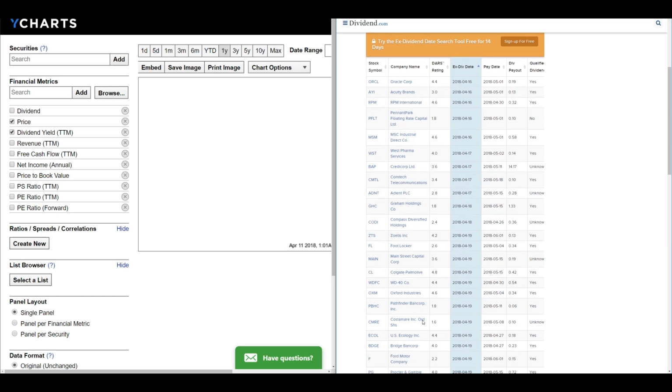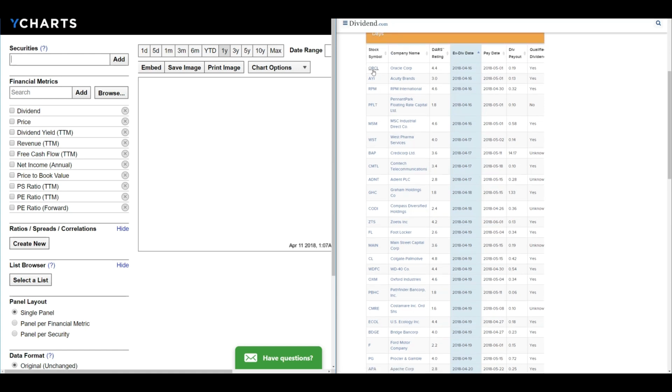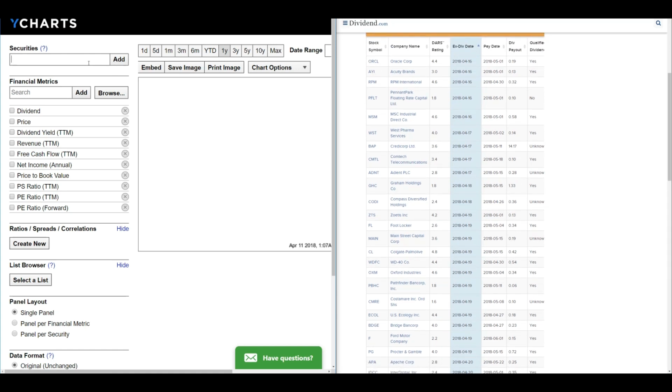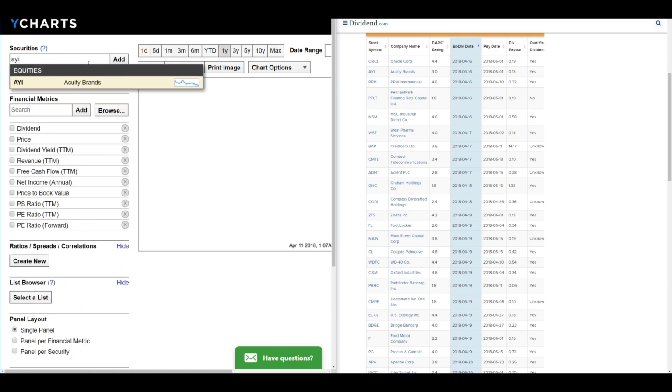So because we only have around 40 stocks, I'm going to go ahead and take those 40 stocks and then enter them into YCharts. So over here on YCharts, we just take their symbols, their stock symbols. So we start with Oracle at the top and we work our way down.